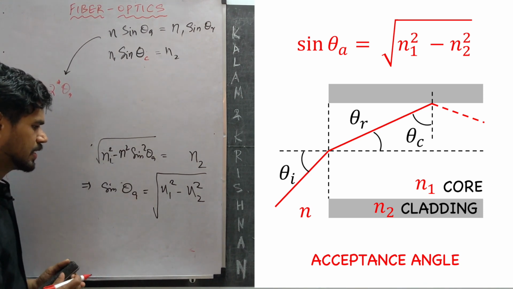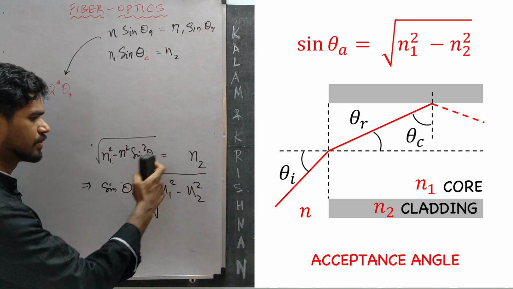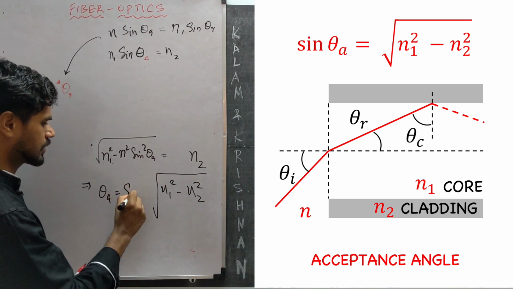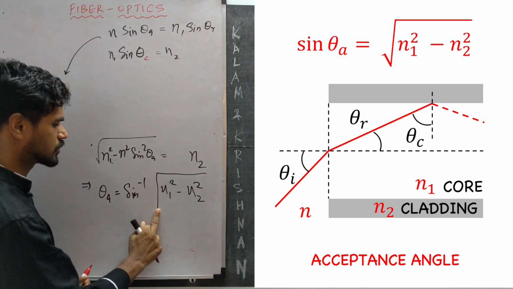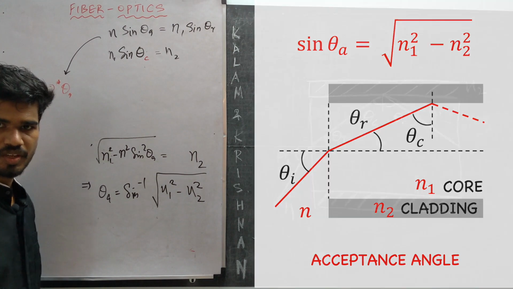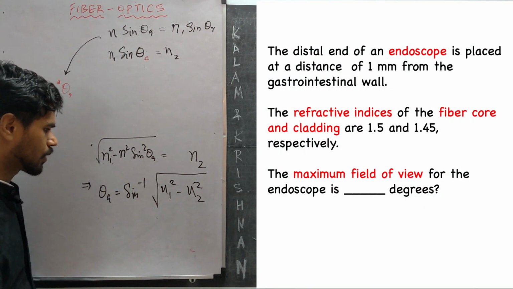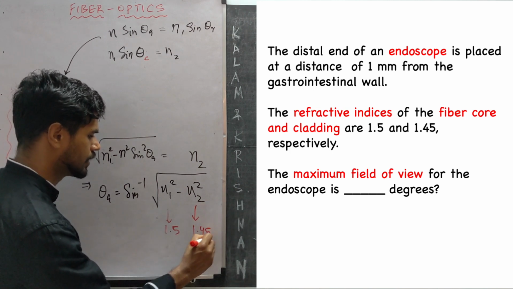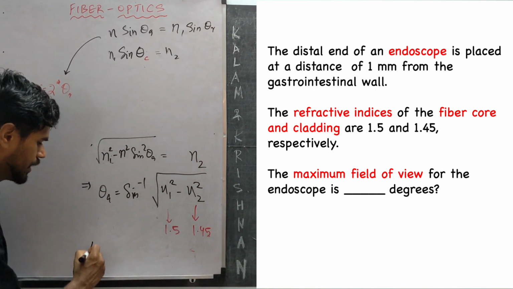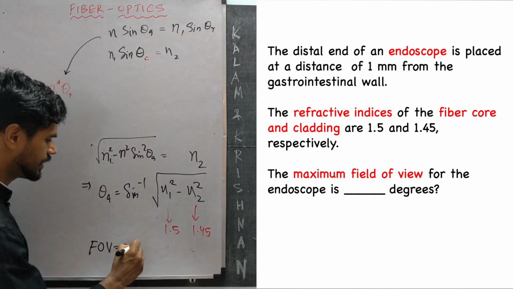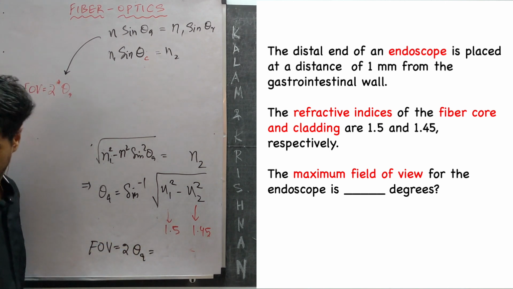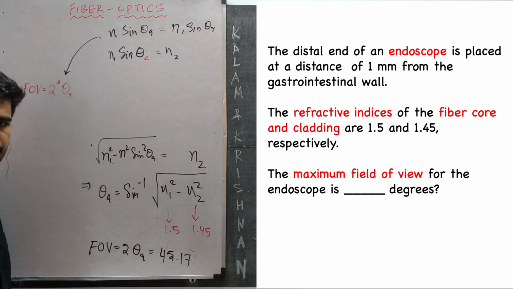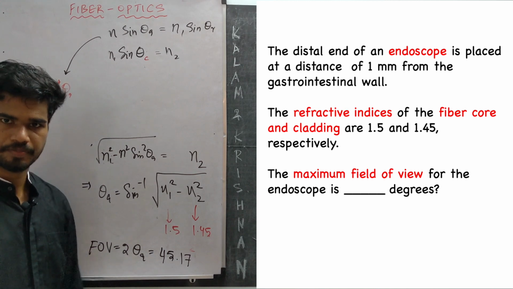Now what is the acceptance angle? Acceptance angle is just sine inverse of this term over here. So theta A is sine inverse of this whole square root. Let's calculate this for n1 is 1.5 and n2 is 1.45, and let's find the field of view to be 2 times theta A, which turns out to be 45.17. Very simple problem, right?